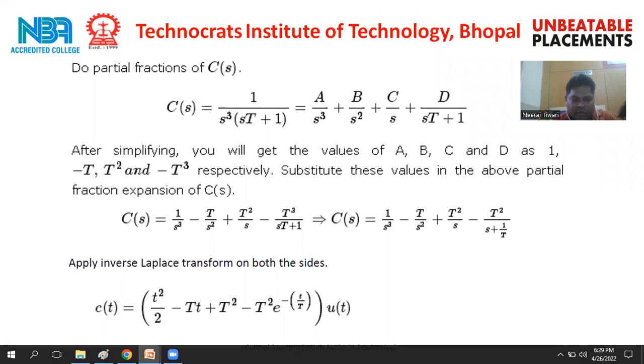Now we take the inverse Laplace of our equation, and the result will be t square by 2 minus T t plus T square minus T square e to the power minus t by capital T. In this output equation, we find both the transient term and the steady state term. Here, e to the power minus t by capital T is the transient term and T square is the steady state term.